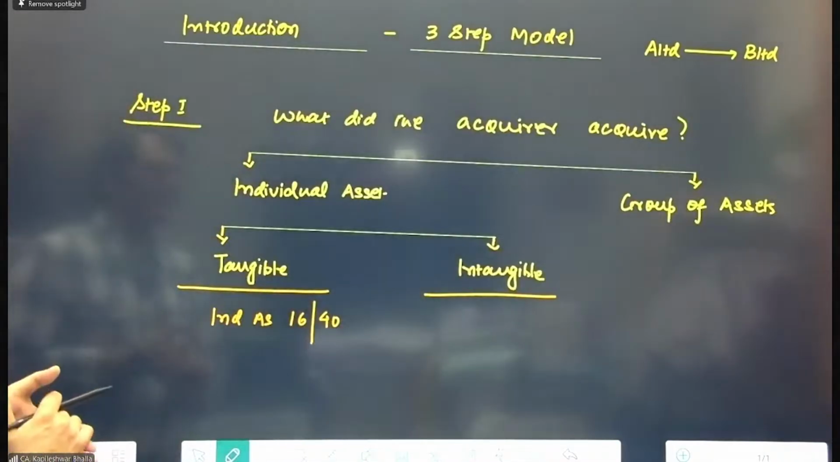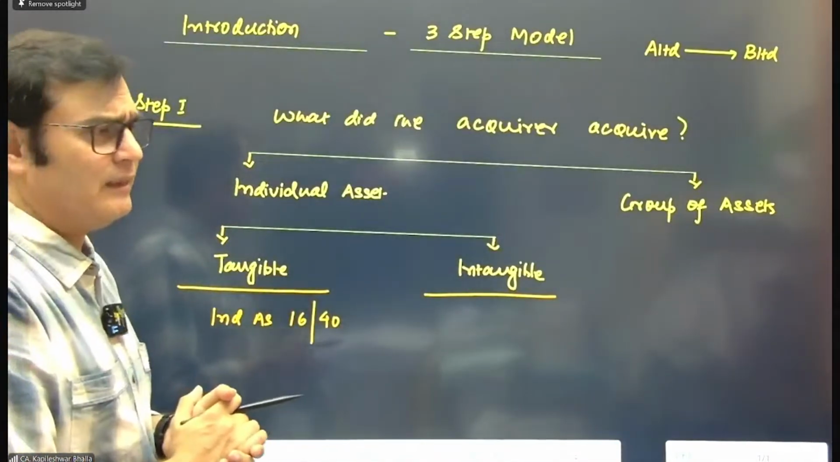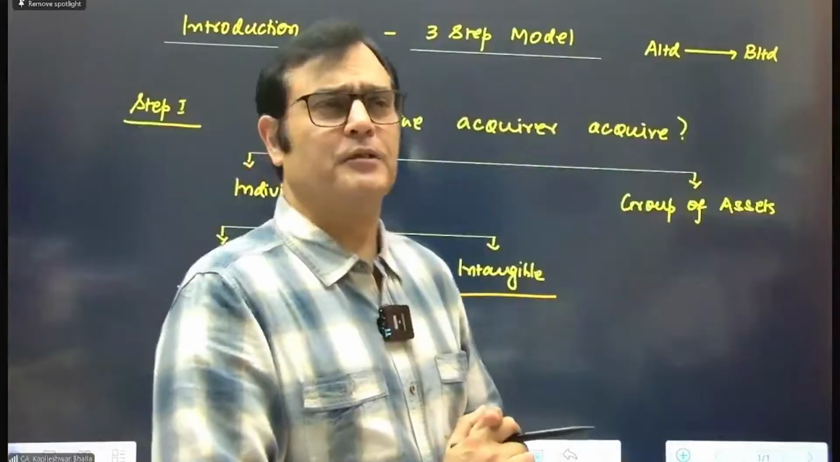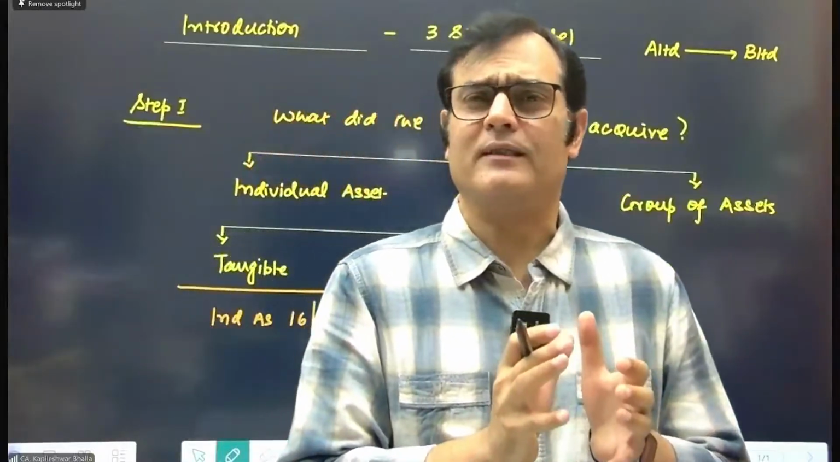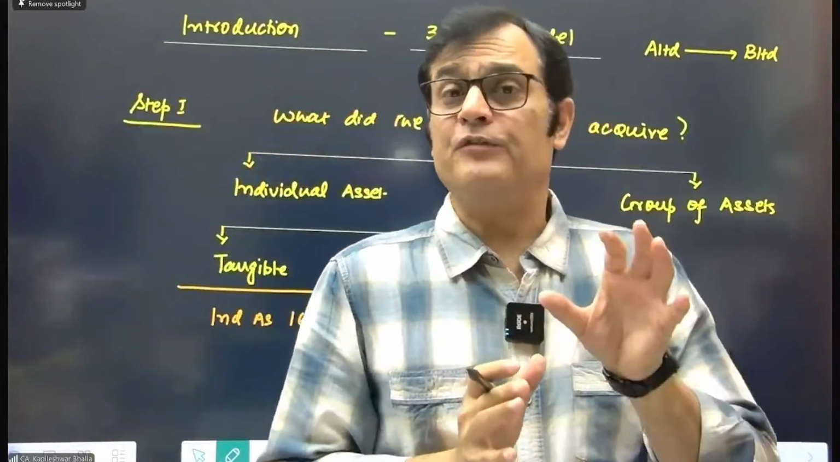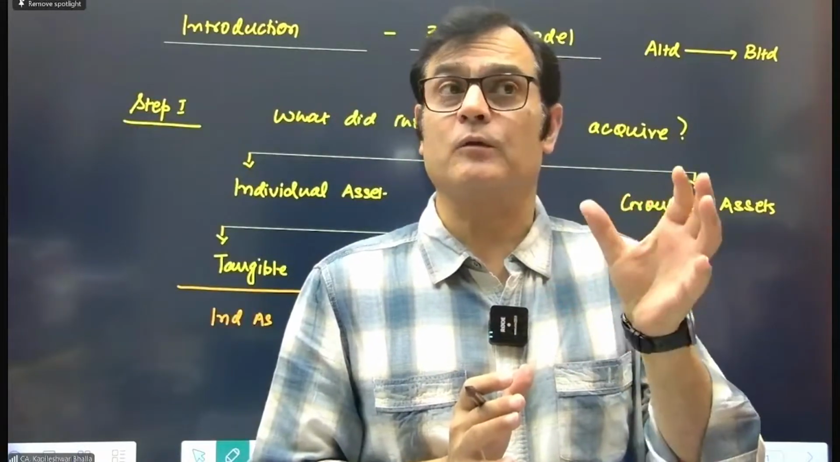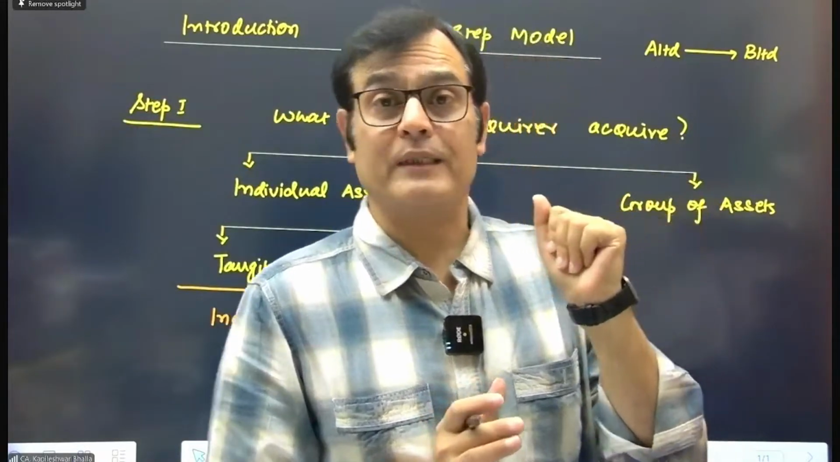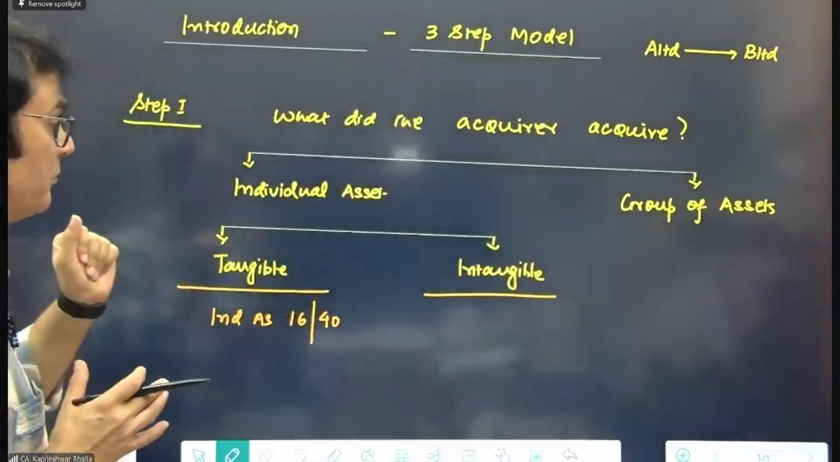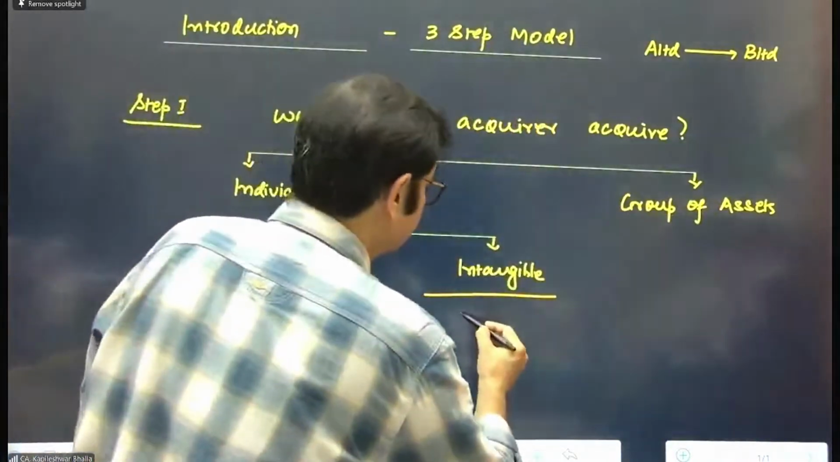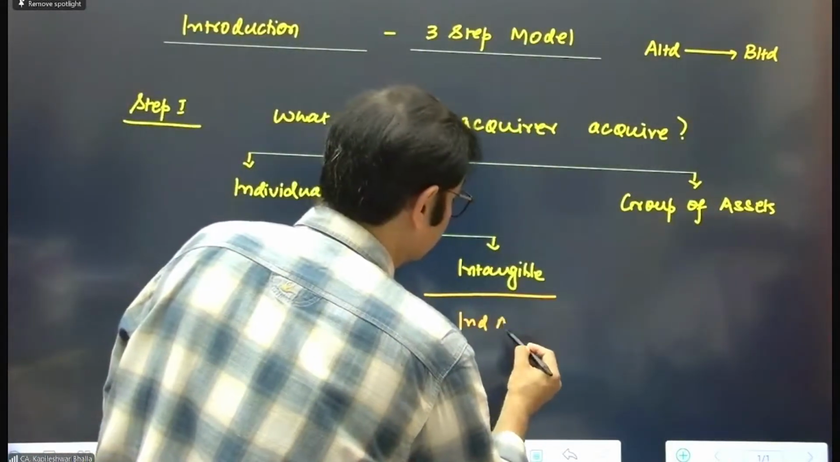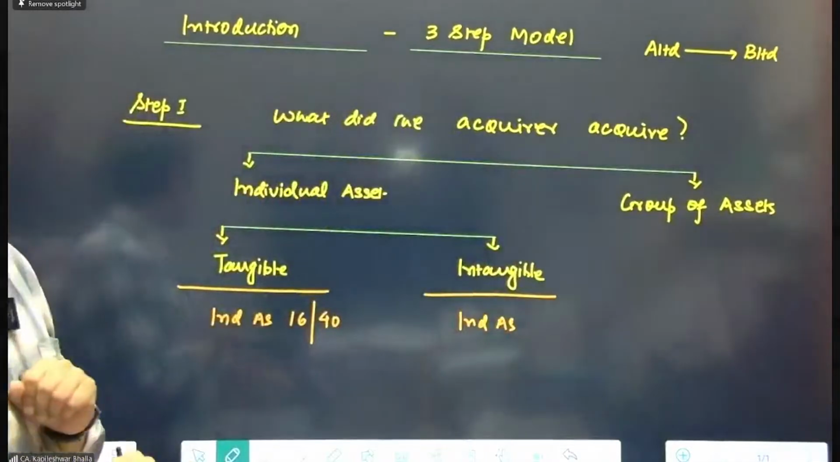I'm not looking at Ind AS 2. It could be Ind AS 2 as well, if it is a case of inventory, but I'm keeping it as non-current typically. So if he acquires a tangible non-current asset, it would be Ind AS 16 PPE or Ind AS 40, that is investment property. And if it is intangible, would you like to tell me which Ind AS would apply in that case?